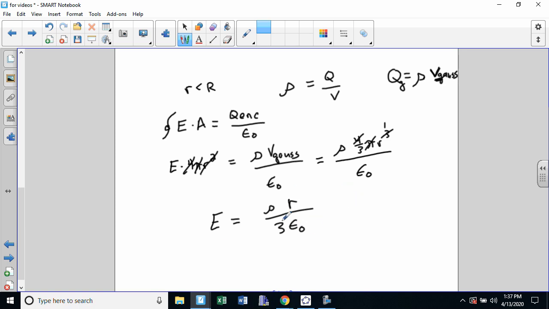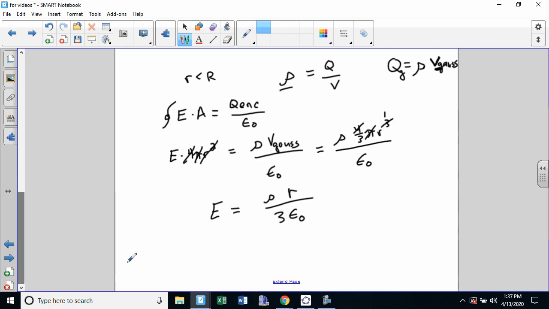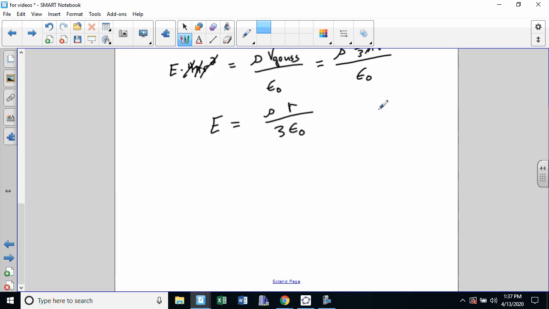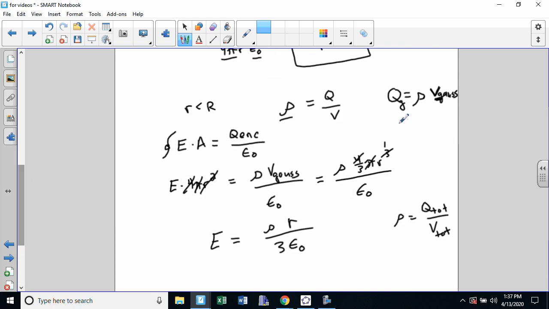Again, rho is something that I kind of made up here. They said charge density. I wrote it as rho, so I need to go ahead and replace that. But I know that rho is the total charge of the sphere divided by the total volume of the sphere. So now I'm getting that enclosed Gaussian shape written in terms of the total charge, which is something that I know or was given by College Board.